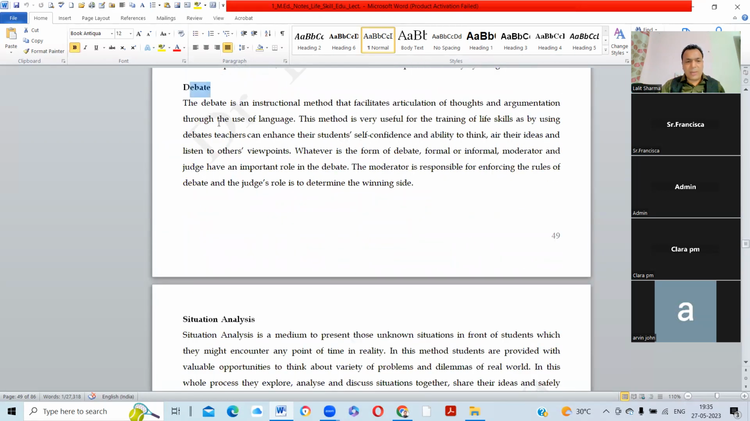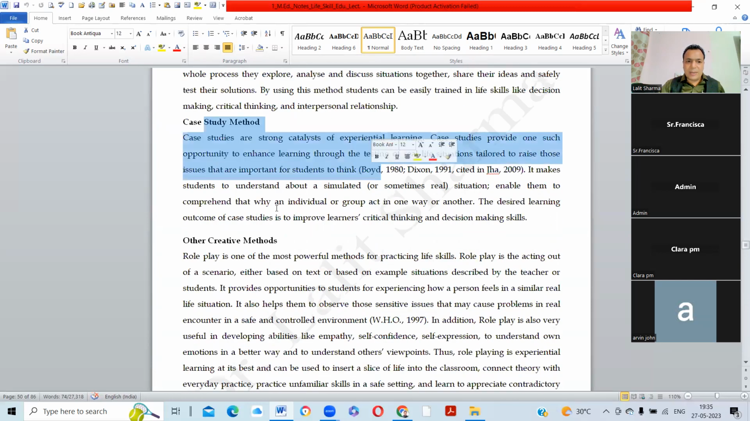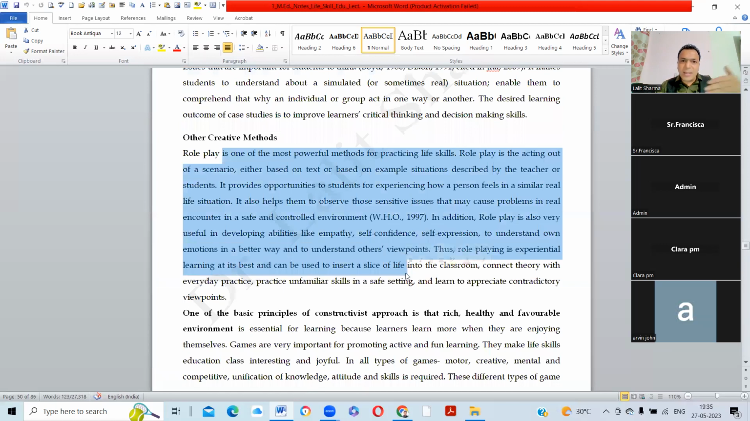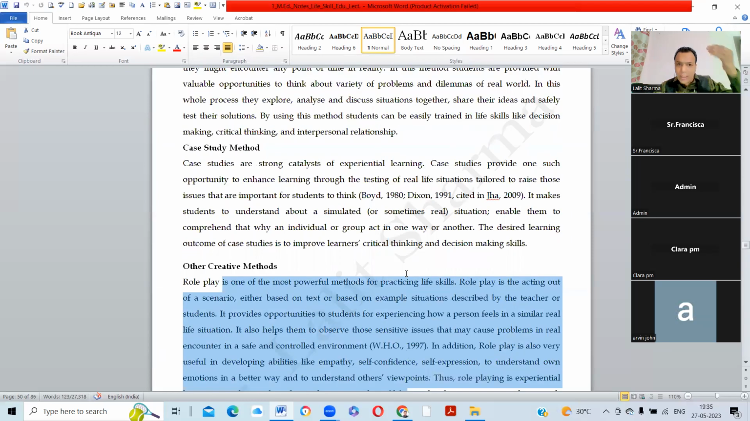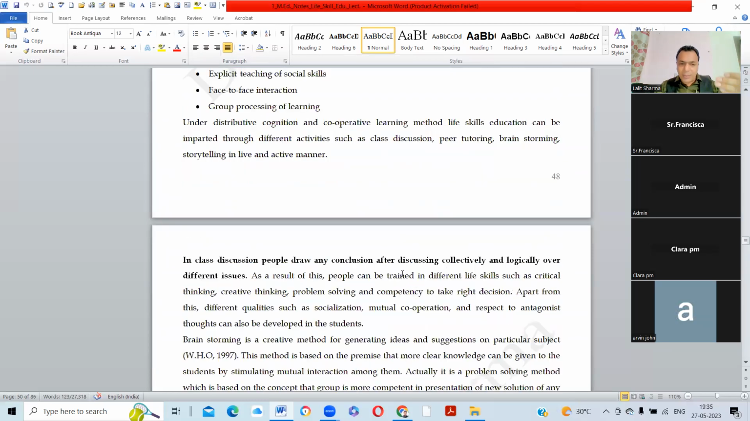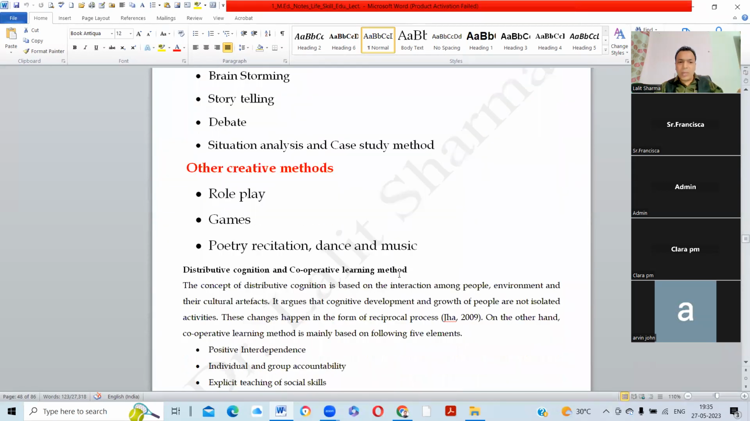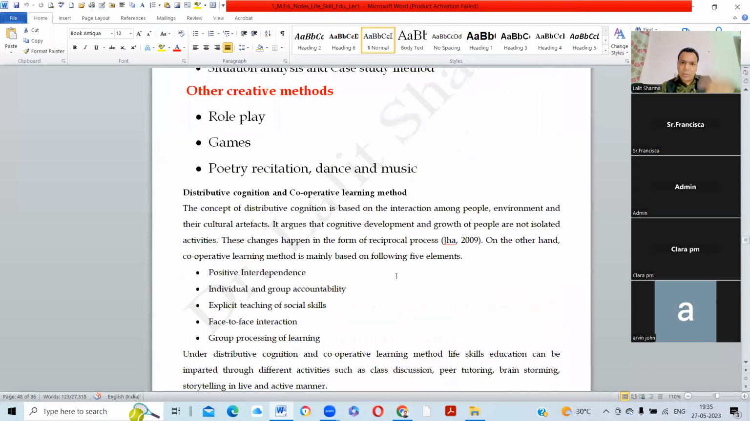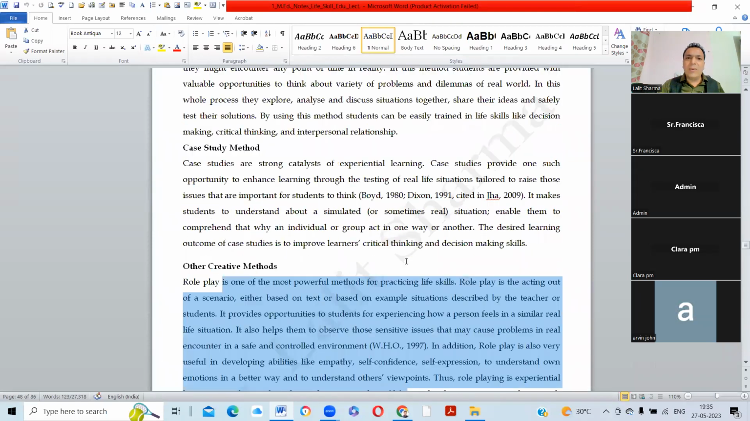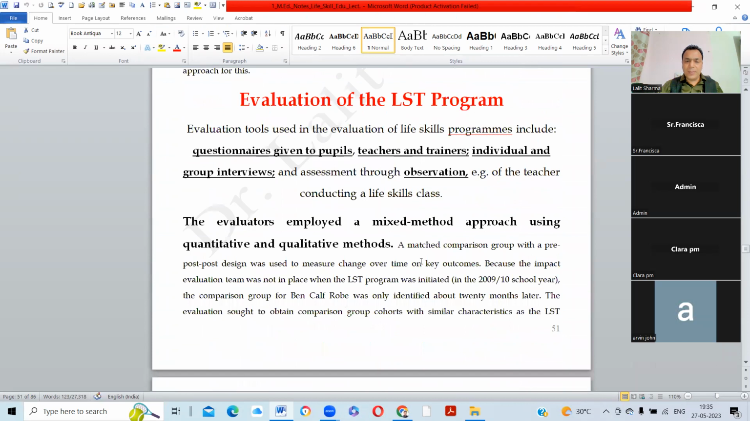Okay, ये देखो debate, ठीक है? उन सभी को फिर we have to explain it. Okay, right? Case study method, other creative methods, means these are the life skill programs, na? Okay, we have to develop them in our schools, right? मतलब we have to arrange the debates, poetry, right? और ये सारा debate, storytelling, brainstorming, okay, role play, games, and all the life skills which we have discussed earlier. Evaluation of the LST programs.